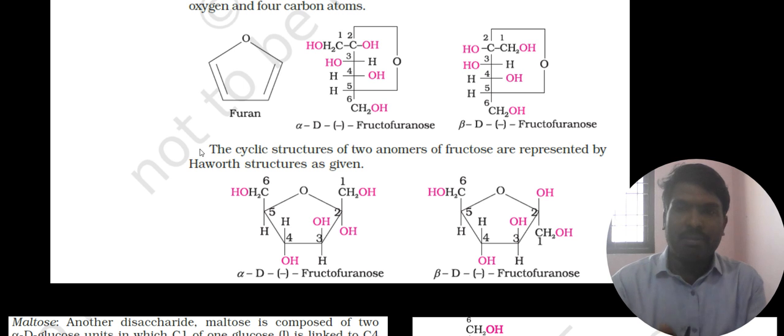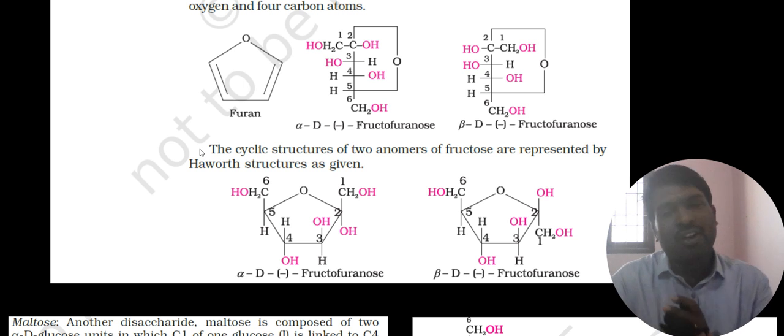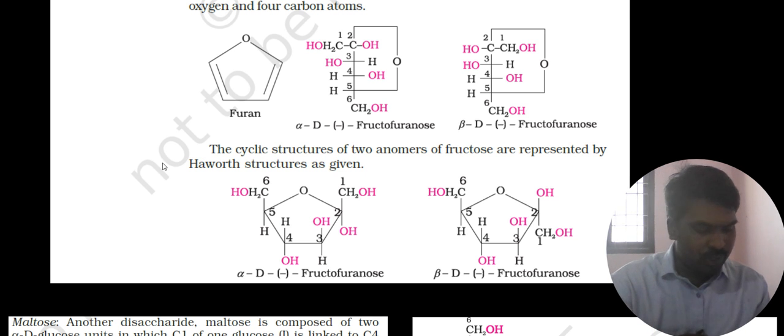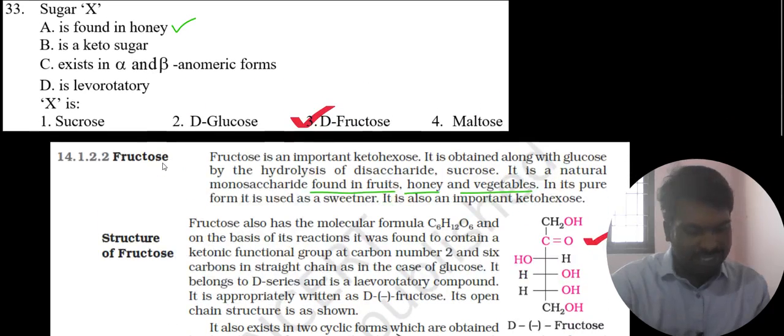A 5-membered ring means it is a furan-like structure, and a furan-like structure means furanose. Suppose glucose: how can we call glucose in its cyclic forms? Alpha-D-glucopyranose and beta-D-glucopyranose. Pyranose means a pyran-like structure, a 6-membered ring. Here fructose has a furan-like structure, furanose, so alpha and beta anomeric forms exist.